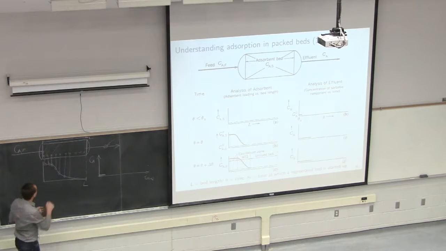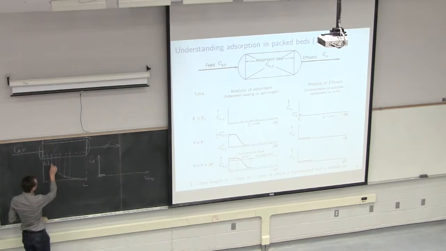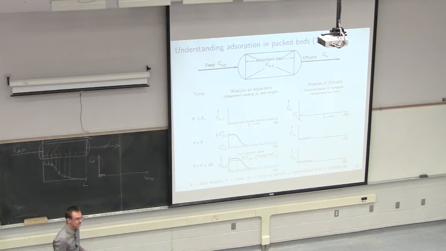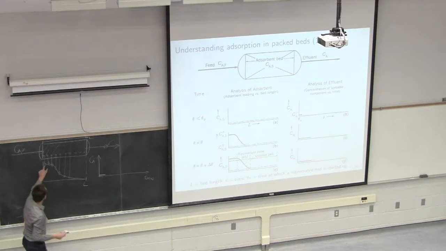Some capacity of the bed up at the front is used up. Some capacity of the bed at the end is unused. Okay, that's got to be clear: that some of the bed is used, some of it is not used. Okay. Now let me ask this question. At this particular point in time, the curve can be shown like that.